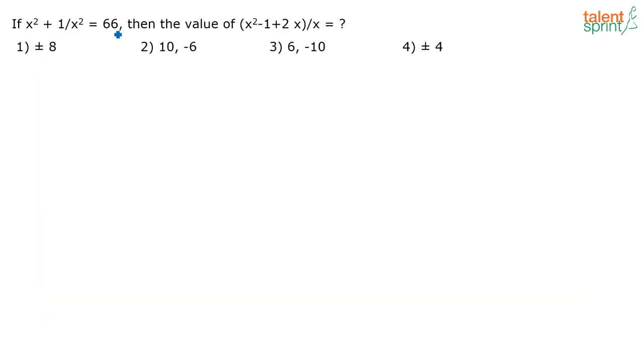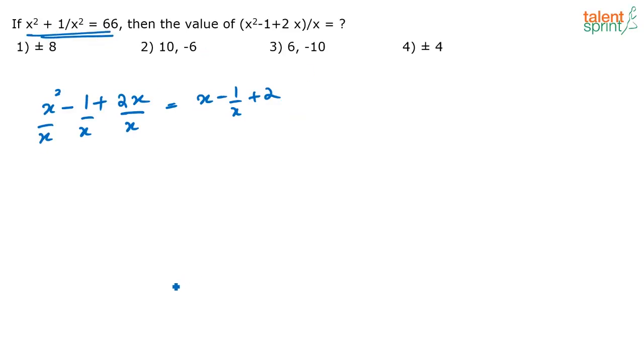X squared plus 1 by x squared is equal to 66. Here I have to find out the value of x squared minus 1 plus 2x whole divided by x. I am just splitting that, okay? I am just writing the expression like this. So I have x minus 1 by x plus 2. Okay, I have to find the value of this. I am given what is x squared plus 1 by x squared. Yeah, so from this, how can I find the value of this?